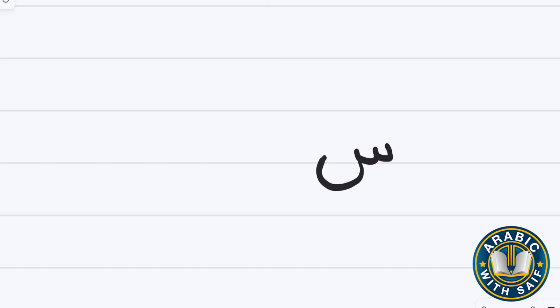Then add a triangle of 3 dots on top of the letter, the same 3 dots formation that we have used before in letter Tha. Remember? Repeat after me. Sheen, sheen, ship.